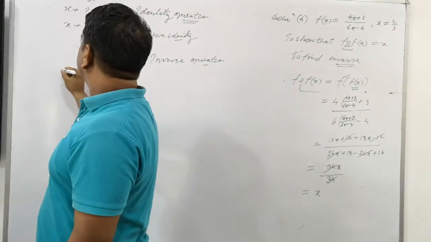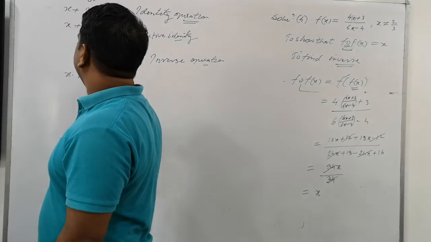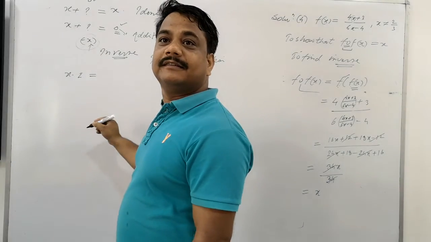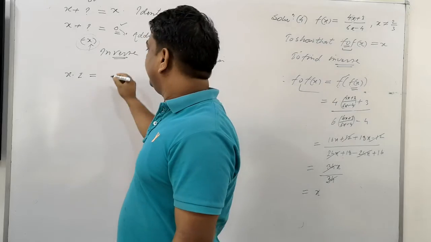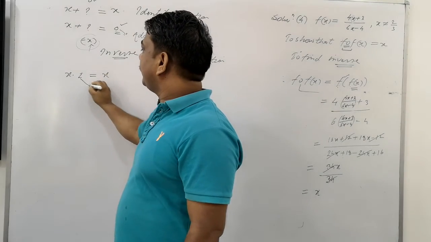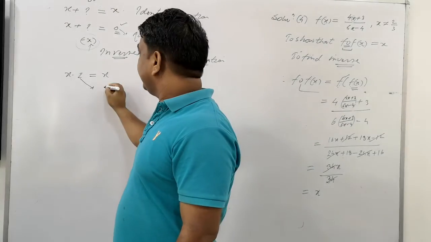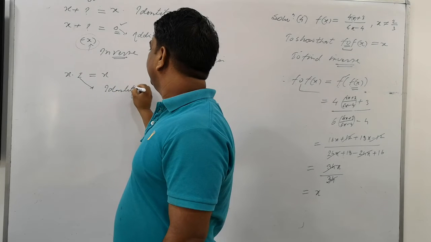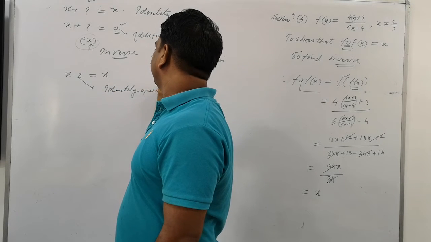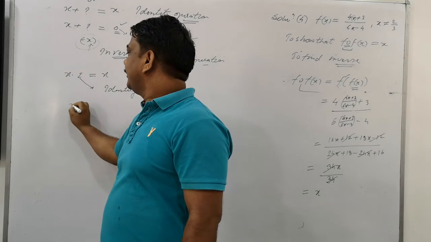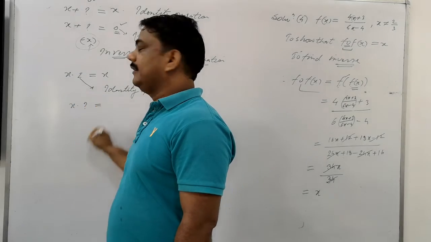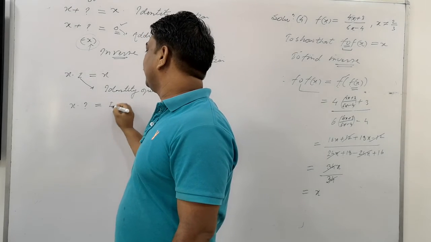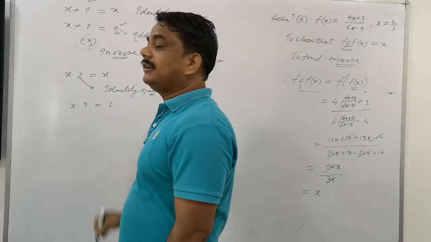Again, have a look at this. What should I multiply here so that x itself will come here? Yeah? 1. So what is 1 called? Identity. This is again identity operation. You will see. In the same way, x into what should I multiply here or operate here so that 1 will come here, meaning the identity value will come here?